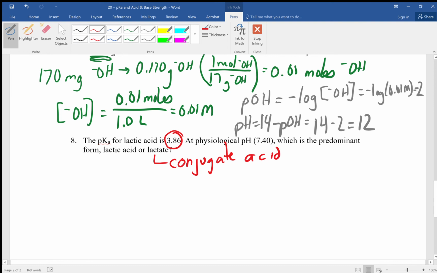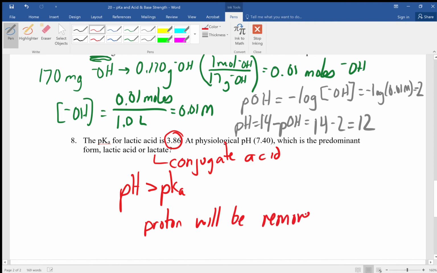Now, what we'll go over in much greater detail when we get to buffers is here. The key is that the pH of the solution is greater than the pKa. And if that's the case, then the proton will be removed and lactate will be the dominant form. But again, that's something we're going to cover later on in this chapter.